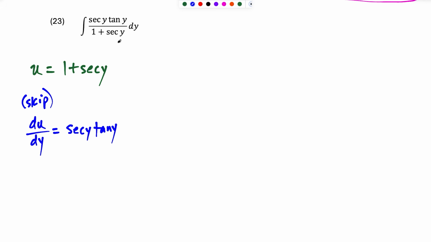If this were an integral in terms of x, then we're basically finding du dx at this step. But then the step from here to the next is to multiply both sides by dy. And this tells us what du is. du is equal to secant y tangent y and then dy.